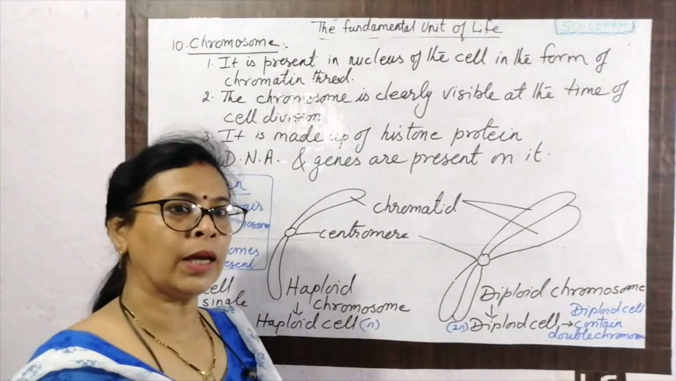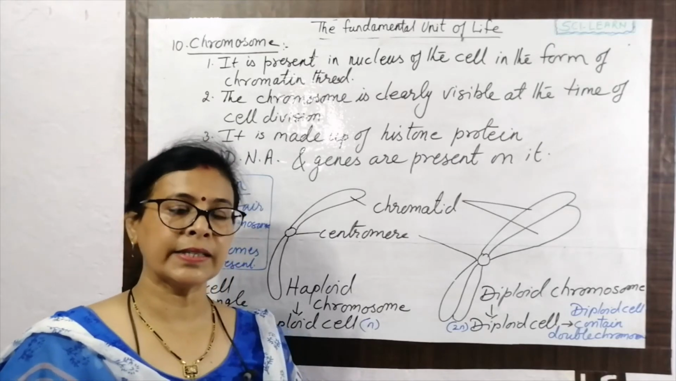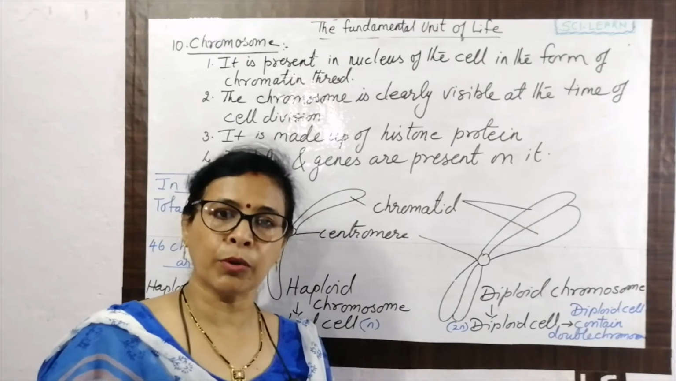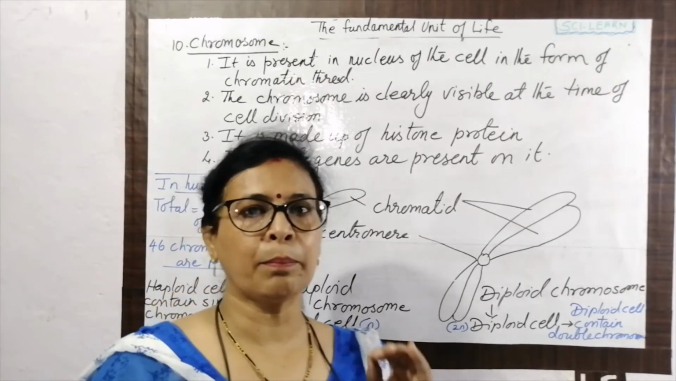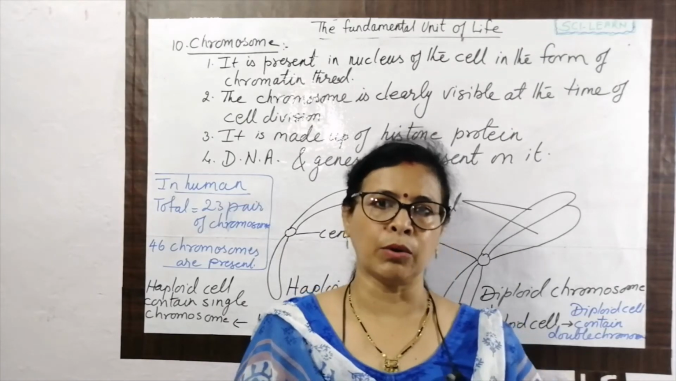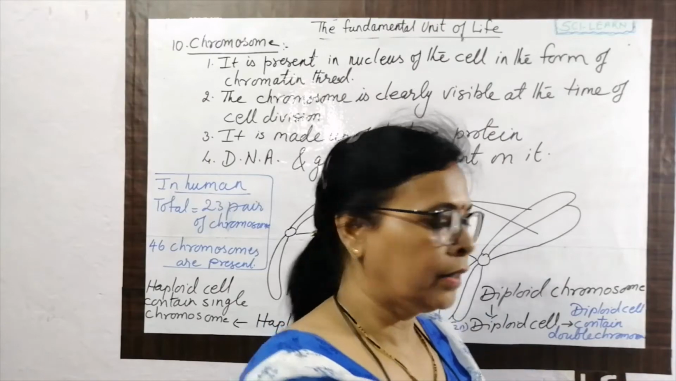Okay. There are two types of cells present in the body. One is called the somatic cells. Somatic cells are the non-reproductive cells. And second is called the reproductive cells. Reproductive cells are those cells which participate in the process of reproduction. So this is about the chromosome which is present in the nucleus of the cell.